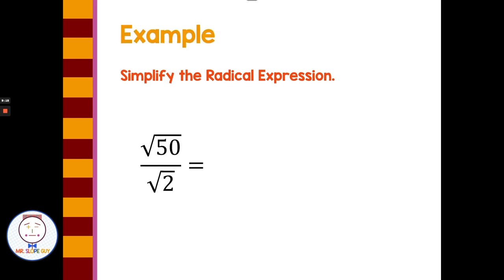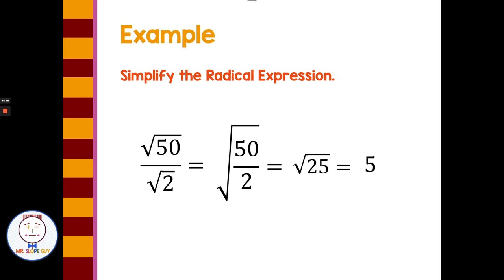Now, the square root of 50 divided by the square root of 2, we can make into a single fraction. And we see right away that 50 is divisible by 2. So if I make this into a single fraction, I can simply divide 50 by 2 and get the square root of 25. And the square root of 25 is one of our perfect square factors, which is 5. So in this case, it makes sense to write it as a single fraction under the radical sign to reduce.